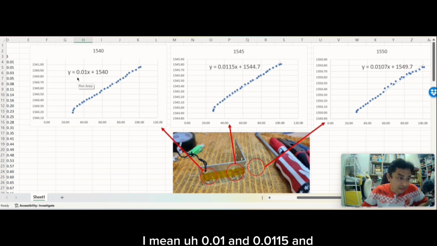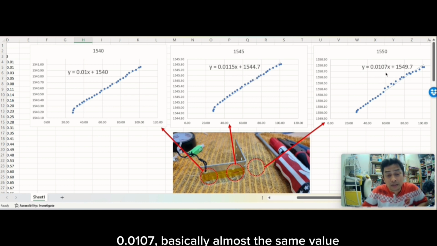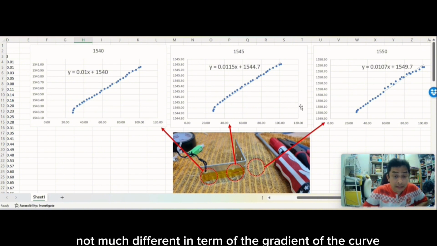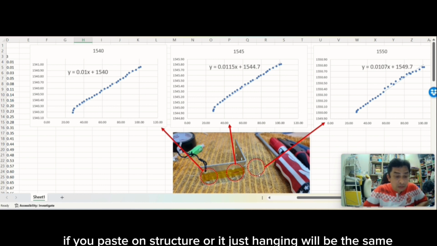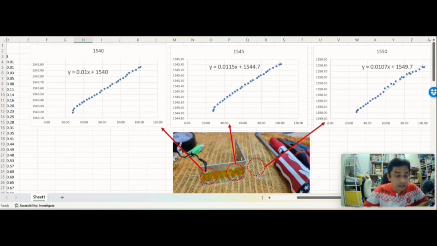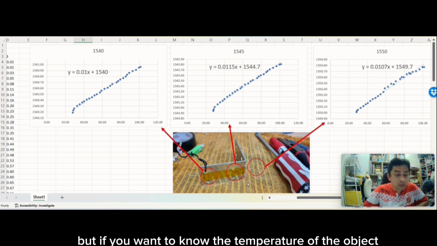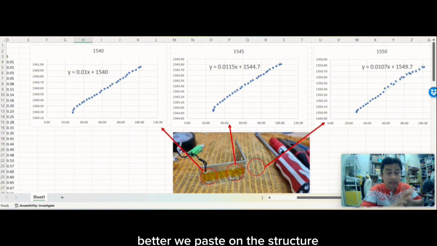I mean, 0.01, and this is 0.0115, and 0.0107. Let's say basically the same value, not much different in terms of the gradient or the curve. This tells me that whether you paste it on the structure or just hang it, it will be the same. But if you want to know the temperature of the object, better to paste it on the structure so that we can actually detect the temperature of the structure.